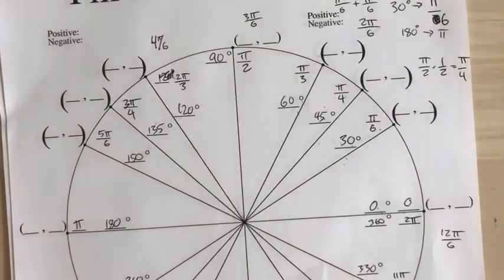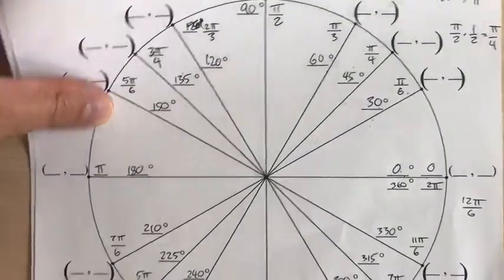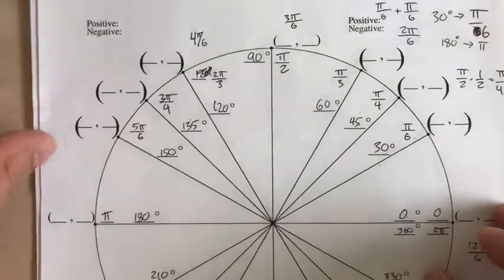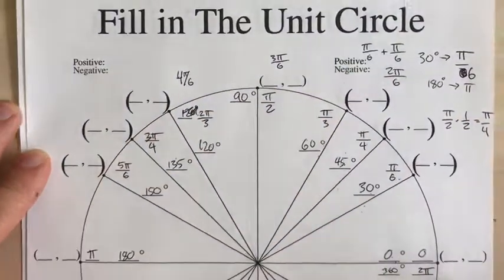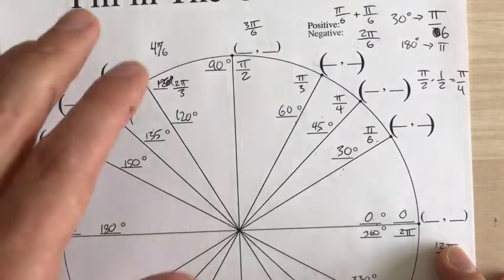So now that I've filled in all of this information, I've filled in all the angles, the next part of the unit circle is filling in these points. Now the points, some of them are easy, some of them not so much. So let's start with just this.